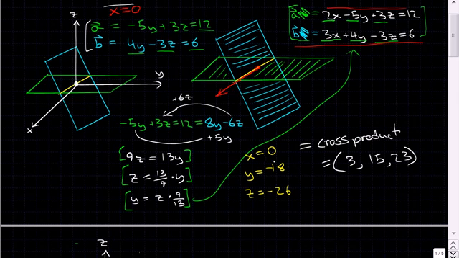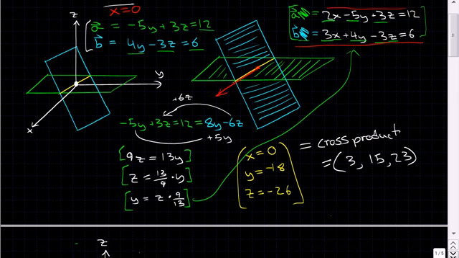Now, we can do this for y. We can say we're going to center it at y equals 0 or z equals 0, and then we solve in terms of these other variables. But given this equation, none of them are going to be 0 at the same time. So what this does is now we have our point centered and we have our cross product.